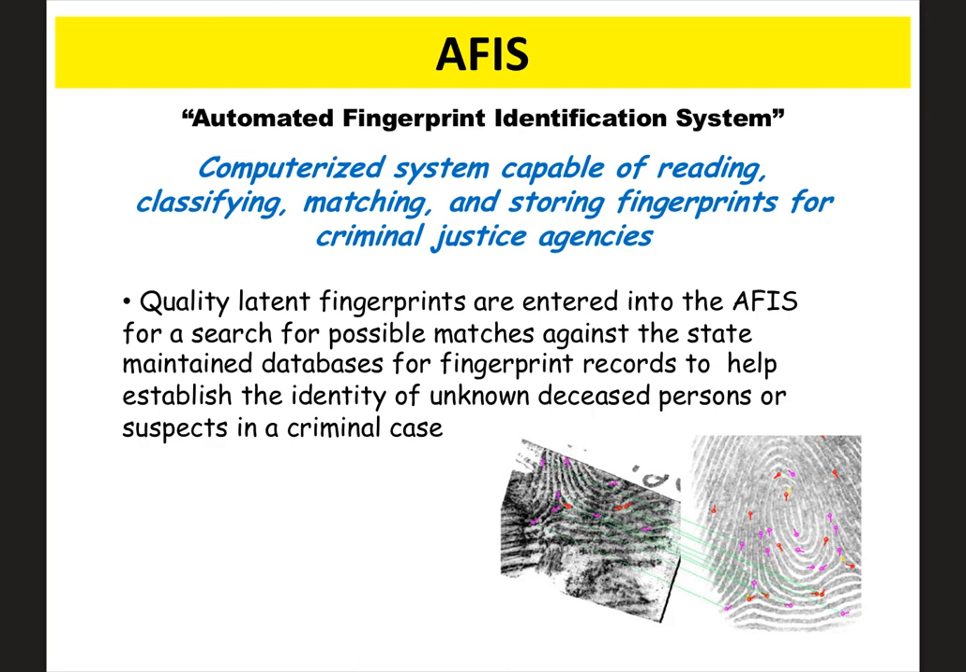All right. It's very important to understand that not everyone's prints are in AFIS. You have to be convicted of certain types of crime, and then your prints will be in the system. So if you haven't been convicted of a major crime, your prints are not going to be in this system. So, you might find a fingerprint at a crime scene, but if the person who committed the crime is not in this system, it would not show up as a match.